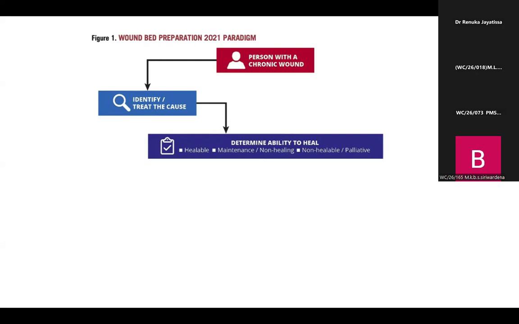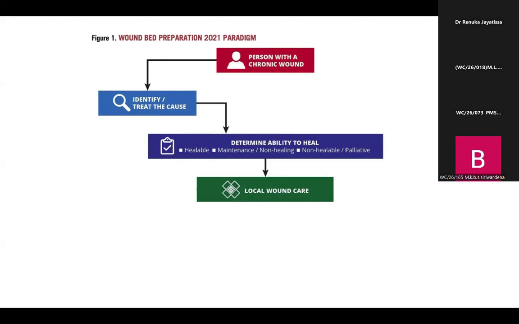The foot itself must be salvageable. Patient must have enough reserves in physiology and nutrition to withstand all of these things. So determine the ability to heal. Only once these are done, then we get to the wound care and the wound bed preparation.